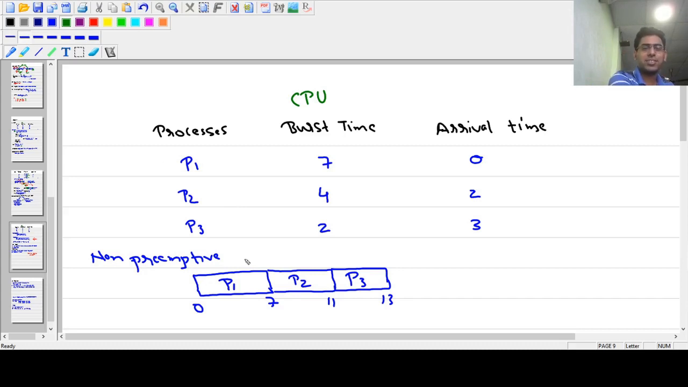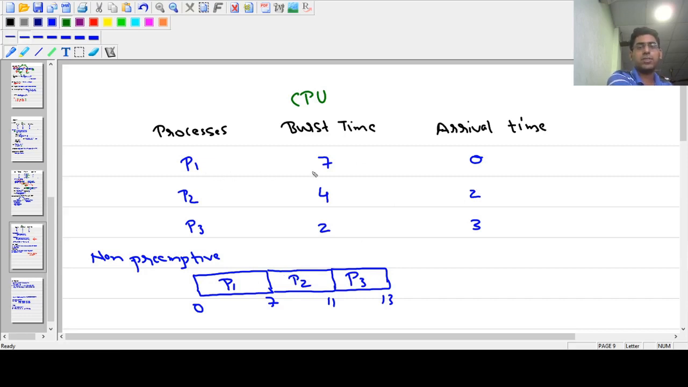So here we could see that process P1 has come, arrival time is 0 millisecond and the CPU burst time is 7 millisecond. So it is going, the CPU burst is from 0 to 7. Then in the meantime, process P2 and P3 both are waiting in the ready queue.